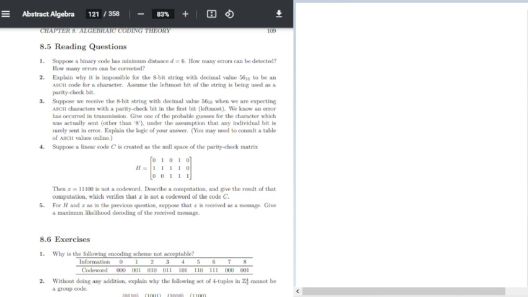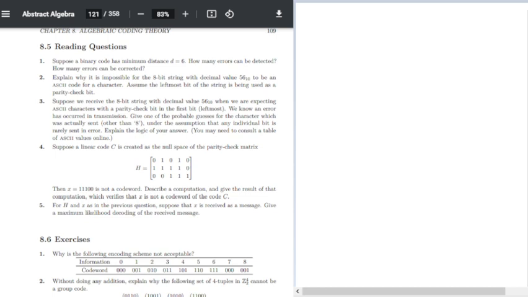Alright, suppose a binary code has a minimum distance d equals 6. How many errors can be detected and how many errors can be corrected? So if I remember correctly, if we can detect double-digit errors, that means it's definitely at least 3 errors that can be detected. If I remember correctly. Oh wait, is it 3 or is it 2? 2 errors can be computed.